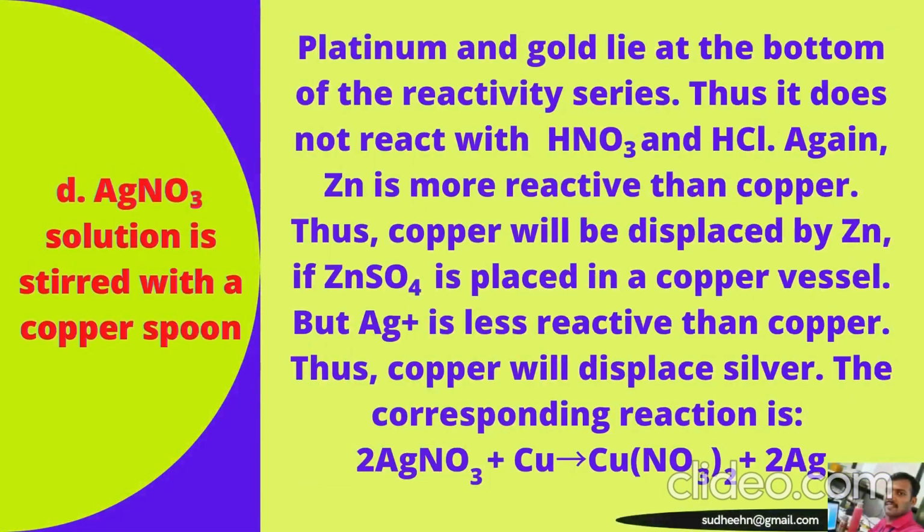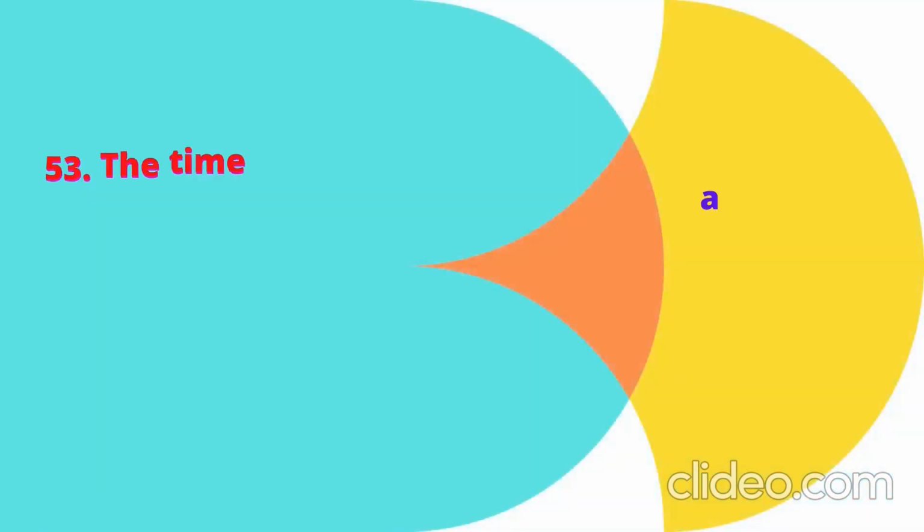The right answer is option D. When we are keeping silver nitrate solution and stirring with a copper spoon, a reaction occurs, because platinum and gold lie at the bottom of the reactivity series, thus they do not react with HNO3 and HCl. Again, zinc is more reactive than copper, thus copper will not be displaced by Zn if ZnSO4 is placed in a copper vessel. But Ag+ is less reactive than copper, thus copper will displace silver. The corresponding reaction is as given in this case. Yes. Next, question number 53.